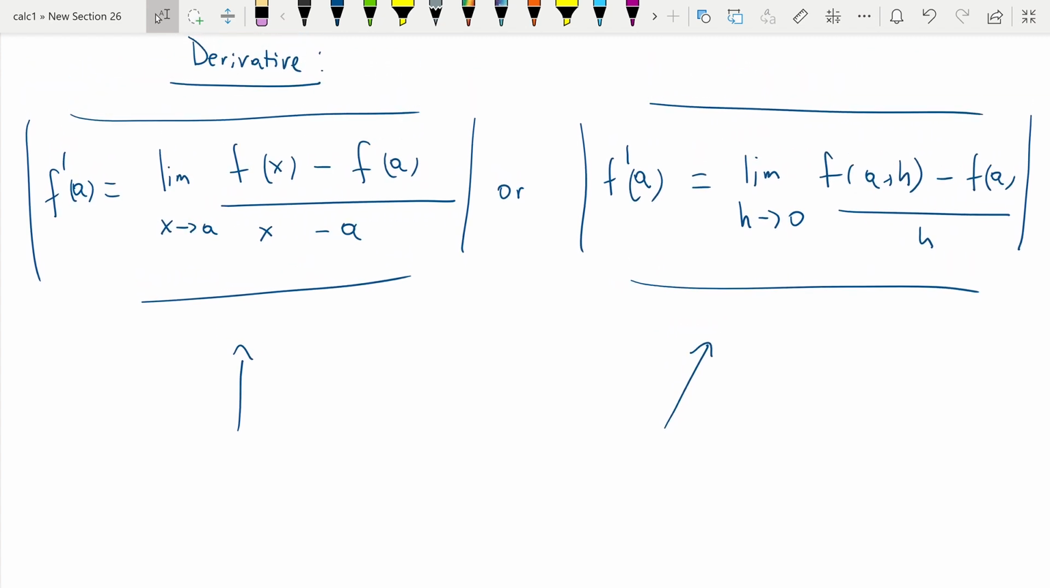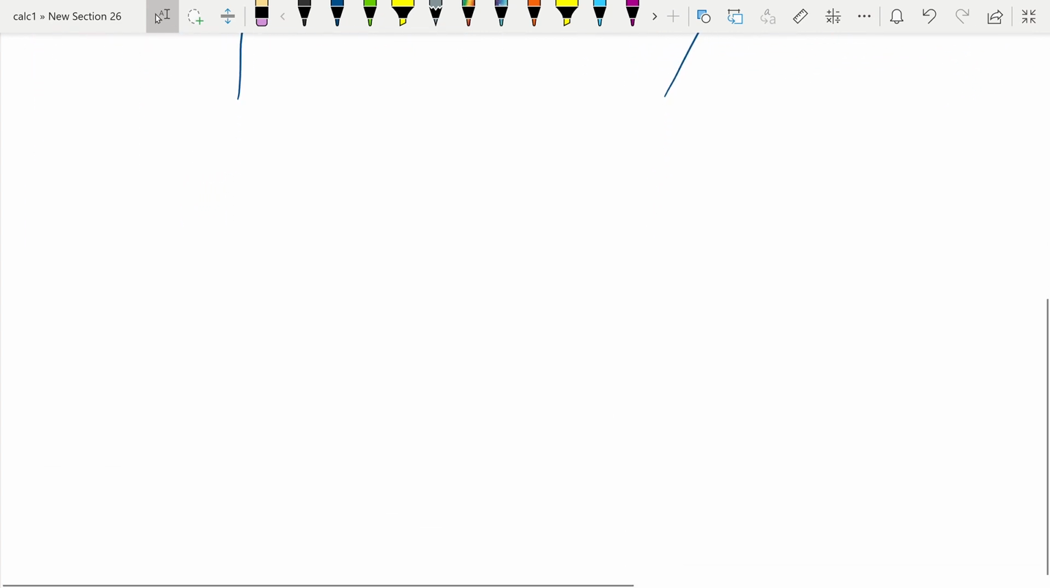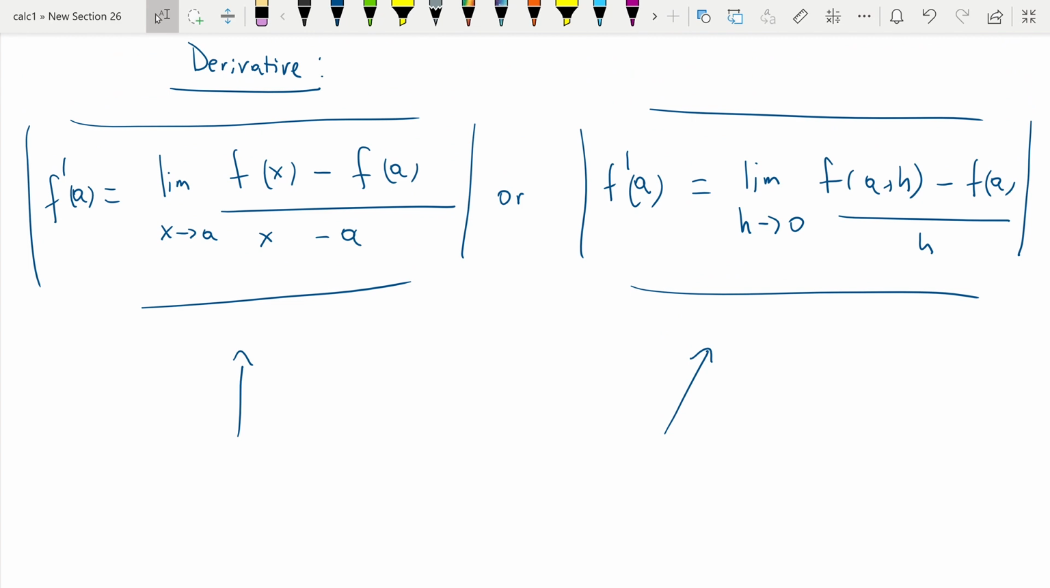more present in the kinds of examples and in applications, and especially when we try to compute derivatives of functions such as sine, cosine, or e to the x. So the one on the right is preferred, but you should also be aware of the one on the left. And also keep in mind that there will be problems in the exam, the first midterm, that will ask you to compute or find the derivative using the definition.